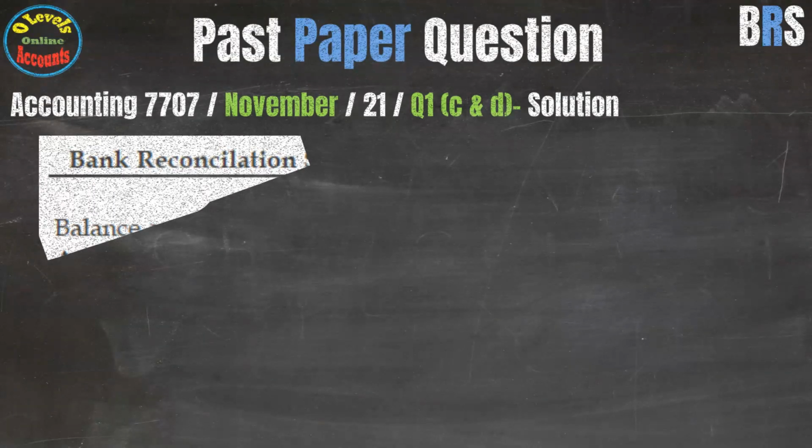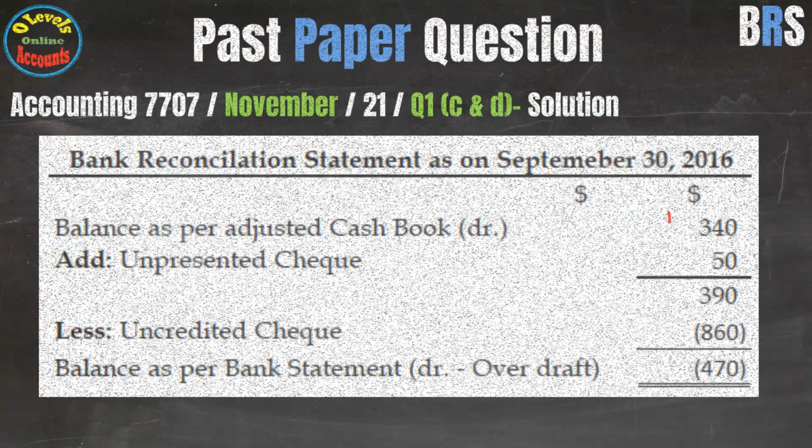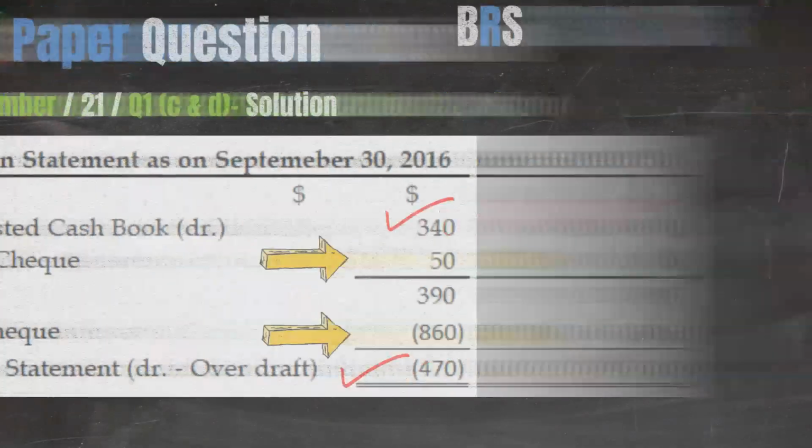Let's check the BRS solution. $340, balance as per the cash book, this is the debit balance. Add an unpresented check, $50, to get the total of $390. Then deduct $860 for uncredited checks. The balance is $470, a negative figure, which shows that the bank statement has an overdraft balance. Let's move to the next slide.